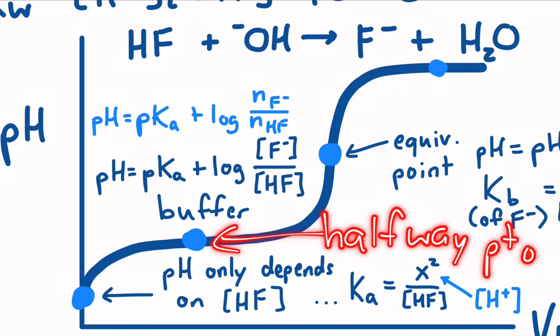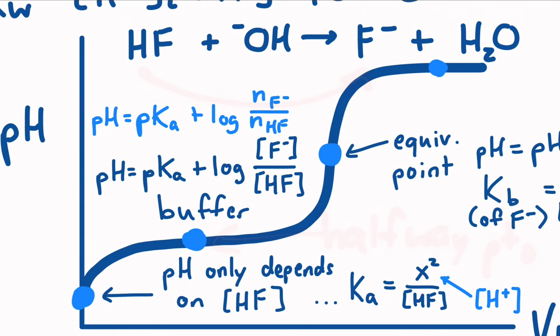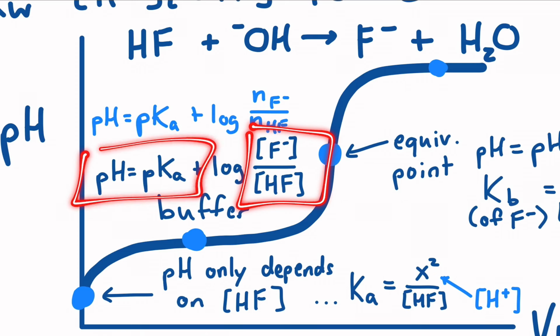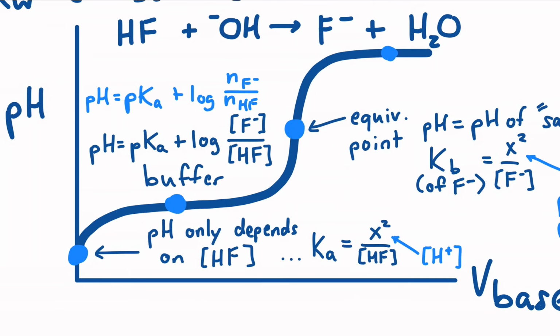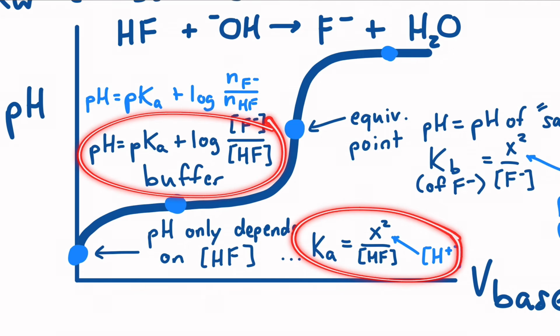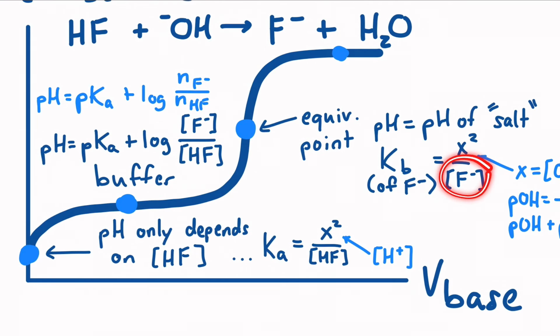And that just means the amount of HF you started with has been converted to half of the F minus, which actually means this is a 1-to-1 ratio, and the pH is equal to the pKa, specifically at the halfway point. I'm not going to add that to it. It just gets too crowded. But that's a review of weak acid turning into pH, buffers turning into a pH, and even a conjugate base, aka a salt, turning into a pH.